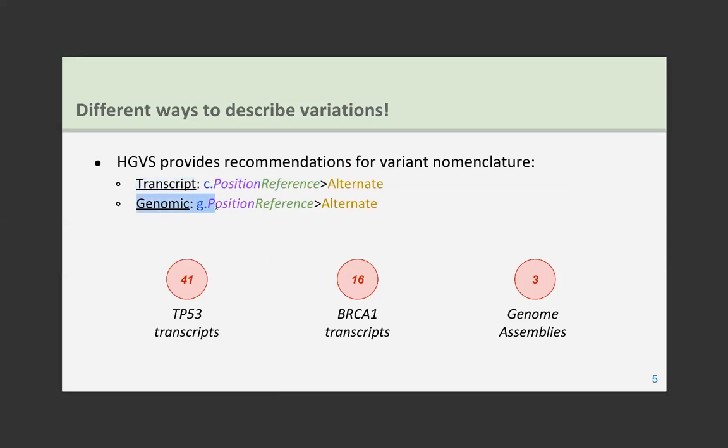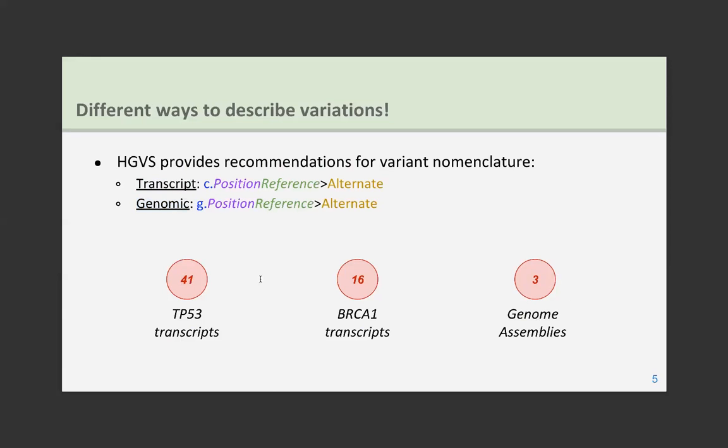Now similarly, if you have a variation in a genomic sequence, you can use a similar kind of identifier. But the major problem is that there are multiple transcripts of one particular gene. For example, currently we have 41 transcripts for TP53 and 16 for BRCA1, and we already have 3 genome assemblies. So basically I can define a variation as a function of any of these transcripts or any of these genome assemblies or any of the protein variations.